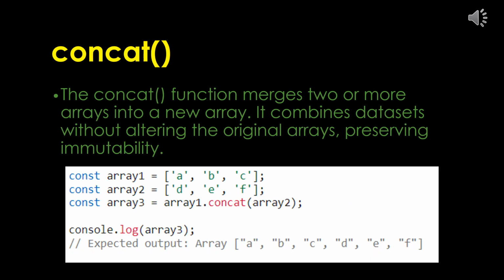Concat function merges two or more arrays into a new array. It combines datasets without altering the original arrays, preserving immutability, which is its greatest advantage. So array1 is a, b, c, array2 is d, e, f. So array3 is equal to array1.concat(array2). So array3 contains a, b, c, d, e, f.